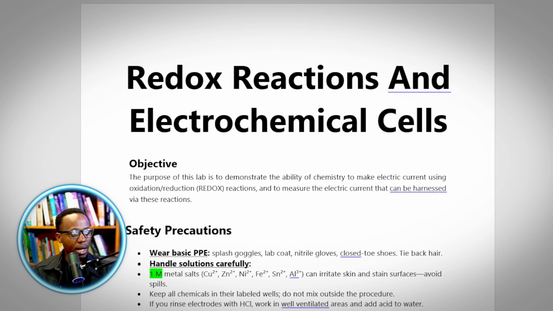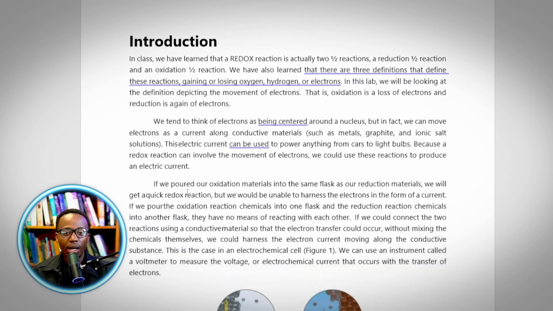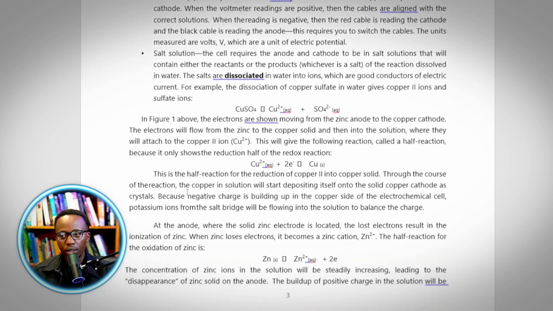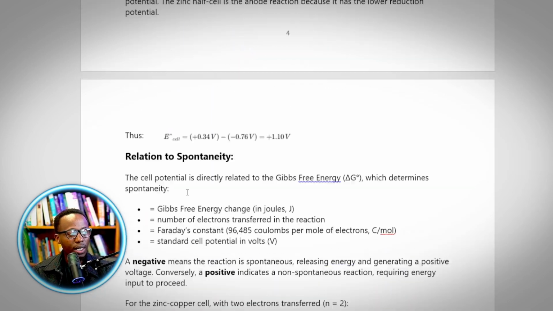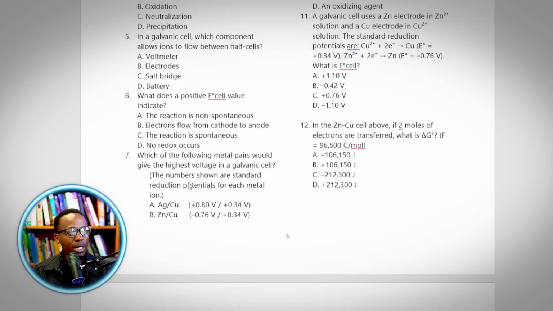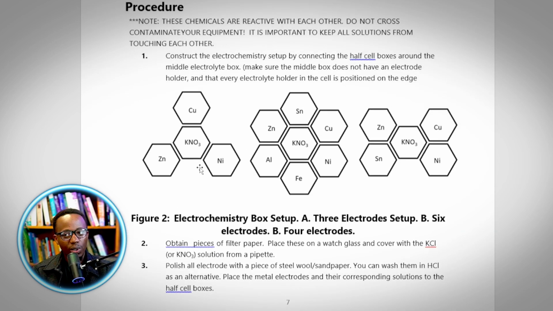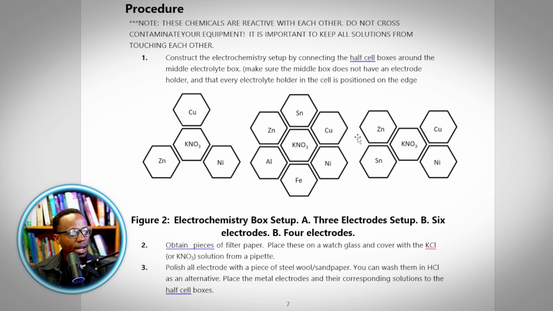So looking at your manual here, let's see. Yep. So we have a few combinations, right? If you look at here, we're gonna have a few combinations, right? So you can have like three, you can have six, you can have four. So for this one, you should have zinc, copper, nickel, and then maybe tin.